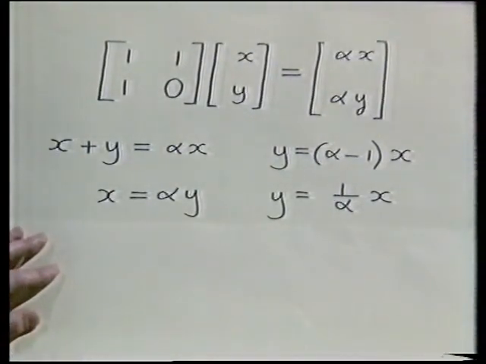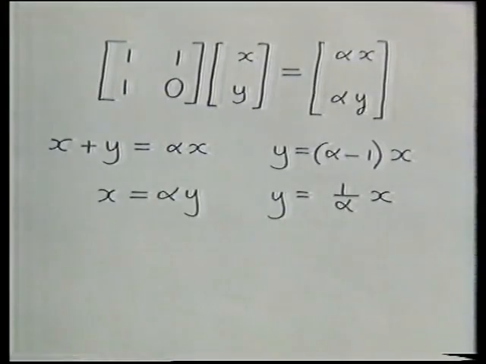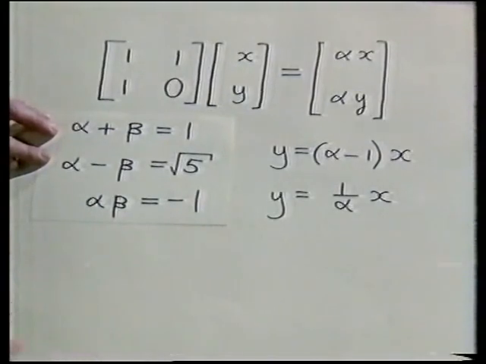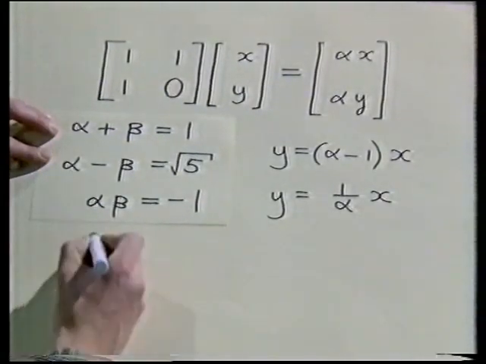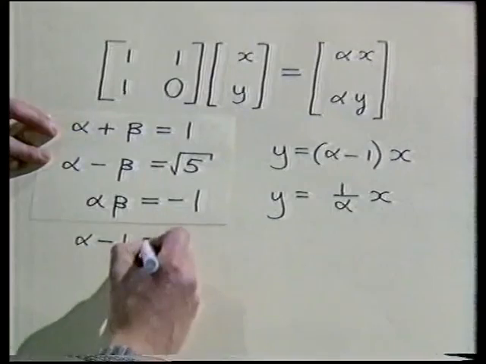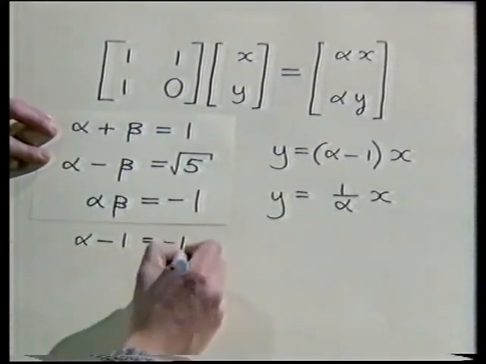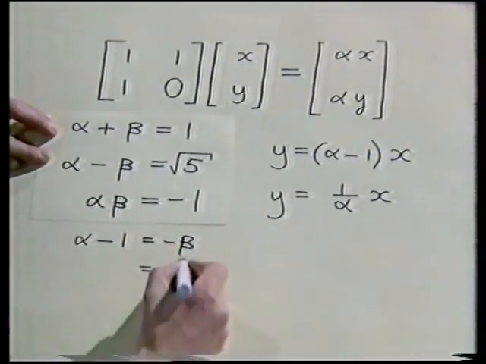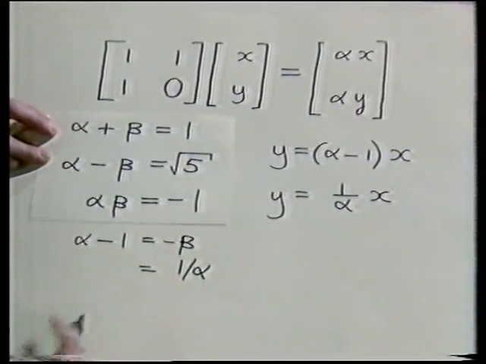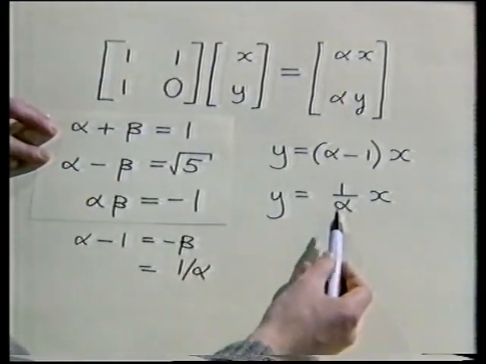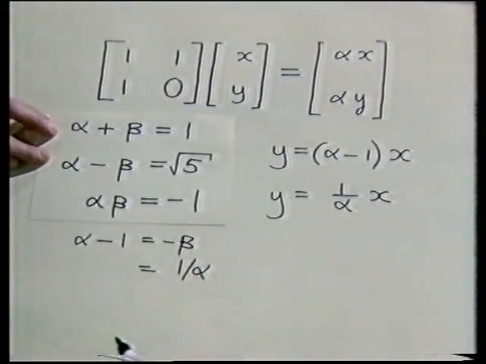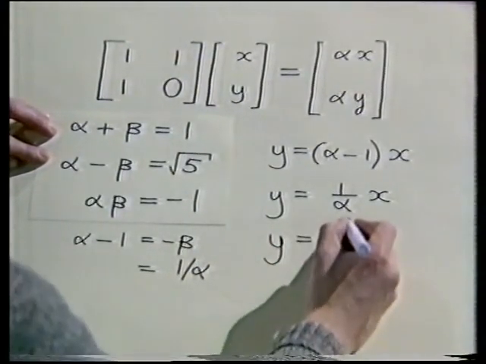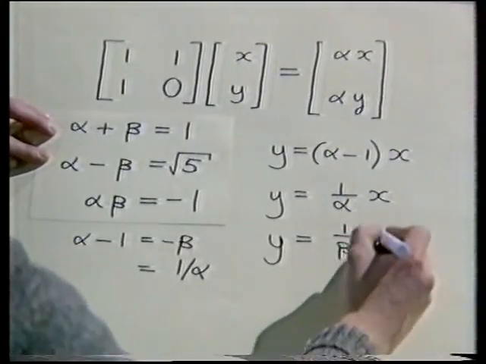Well, these two equations should in fact be the same, and we can see that that's the case by using our properties of the numbers alpha and beta. Because from the first property, we get that alpha minus 1 is equal to minus beta. And then from this last property, minus beta is equal to 1 over alpha. So in fact, both these equations are the same. Well, we can do exactly the same thing with beta instead of alpha. We find that the equation of the other eigenline is y equals 1 over beta times x.